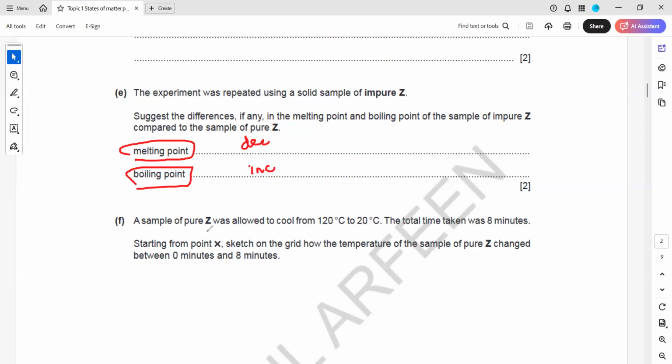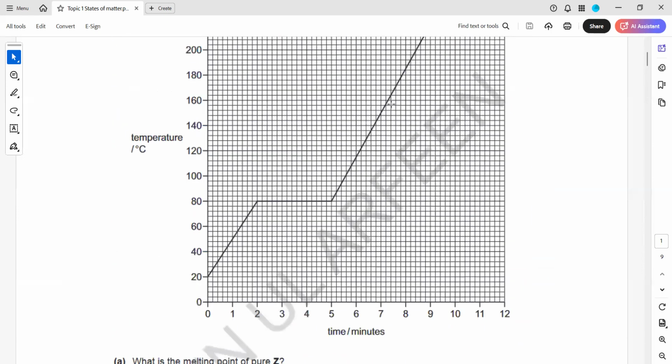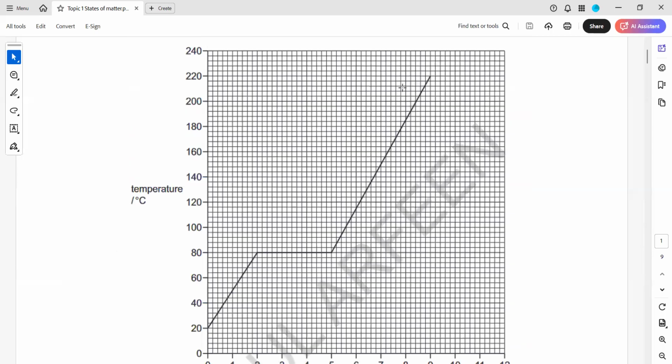Now, the next part, we have a pure sample of Z. Yes, you can write that. A sample of pure Z was allowed to cool from 120 to 20. The total time was 8 minutes. Starting from point X, sketch on the grid how the temperature of pure Z changes. Before sketching this graph, you should know the melting and the boiling point. What was the melting point of the substance from this graph? The melting point was 80. What was the boiling point? 220. So the boiling point is 220.